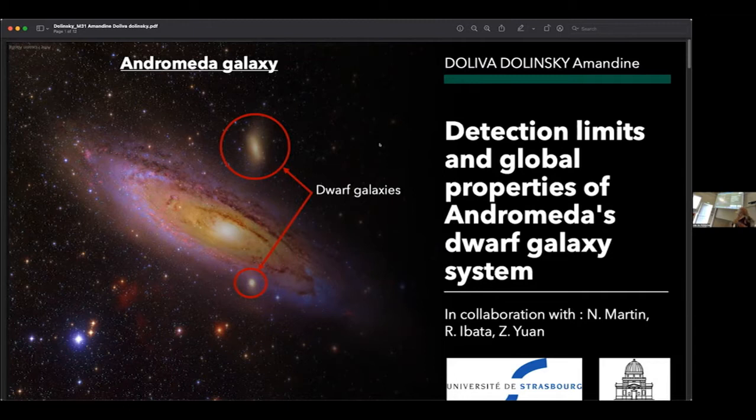Observatory of Strasbourg. And I work mainly with Nicolas Martin, Rodrigo Ibata, and Jen Wan. So today I'm going to present you the determination of Andromeda's dwarf galaxy detection limits, and also the determination of its global properties.